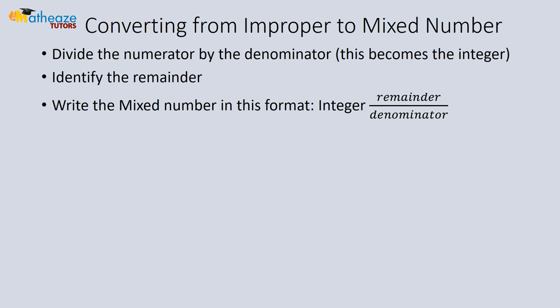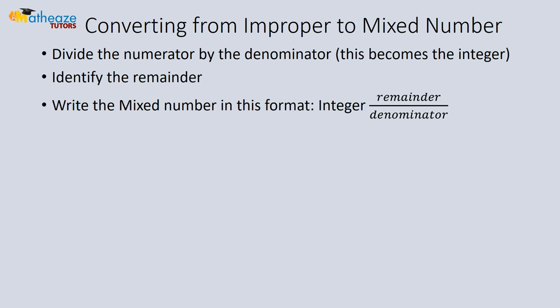To convert from an improper fraction to a mixed number, we're going to perform a division and then identify the remainder. When we're done with division, we should get a mixed number in the format of integer and then remainder over denominator. The remainder over denominator must be a proper fraction, which means your denominator must be greater than your remainder. Let's take a look at an example.